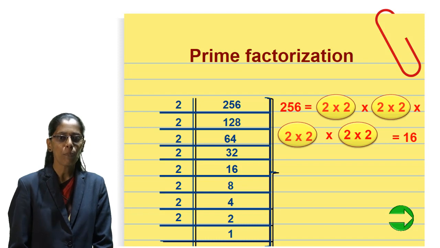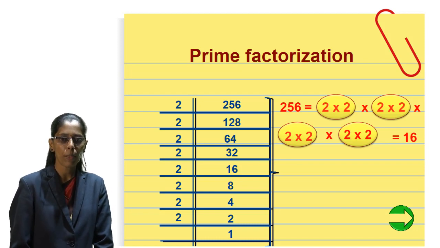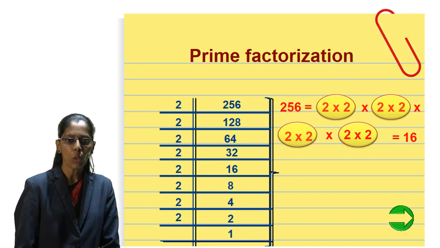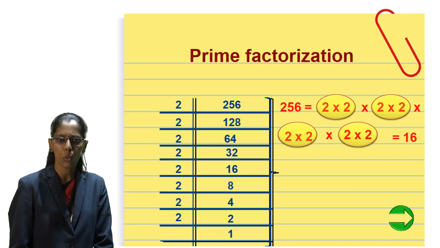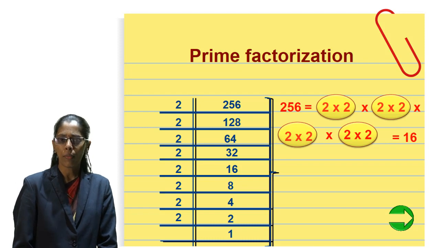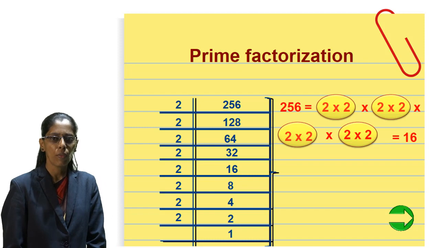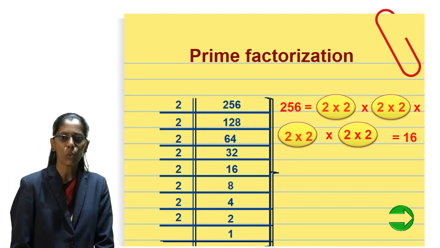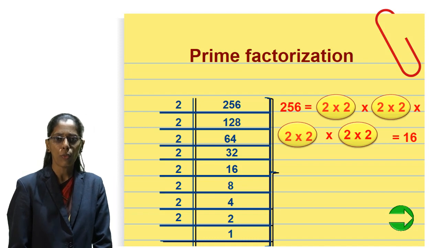Then we get 8, and 8 is divisible by 2. Then we get 4, and 4 is divisible by 2. Then we get 2, and the last factor we get is 2 only, because 2 is a prime factor and is divisible by 2 only. Then finally we get the result 1. Then whatever factors we get, write down all factors in multiplication form. Then we get 256 is equal to 2 multiplied by 2 multiplied by 2 multiplied by 2, 4 times.